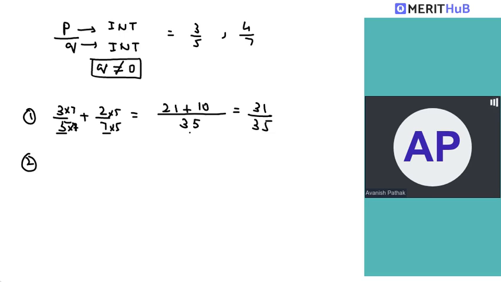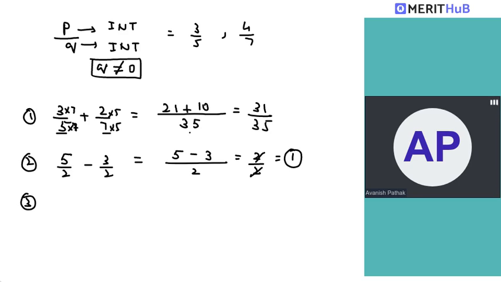Similarly, if I want to subtract two fractions, say 5 by 2 minus 3 by 2. So in this case, the LCM is 2 only, and we can get 5 minus 3. So that's 2 over 2, and we can cancel it out to write the final answer as 1.